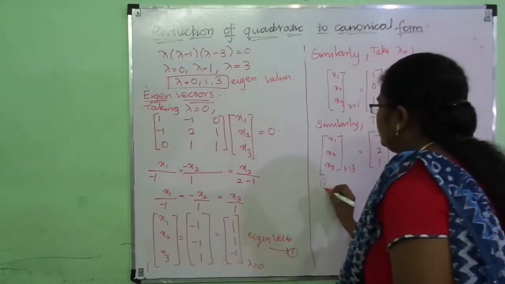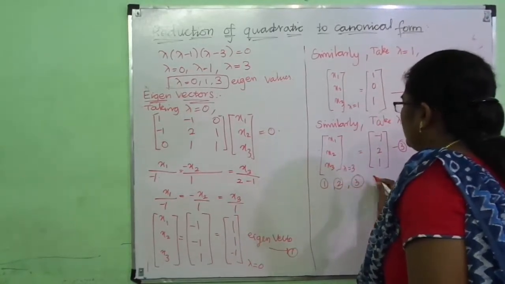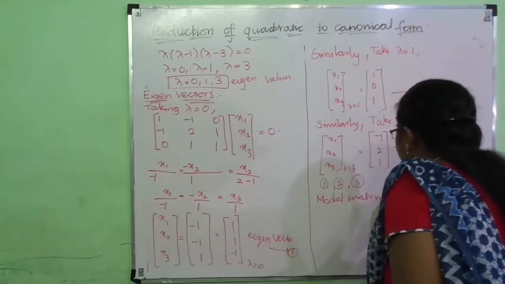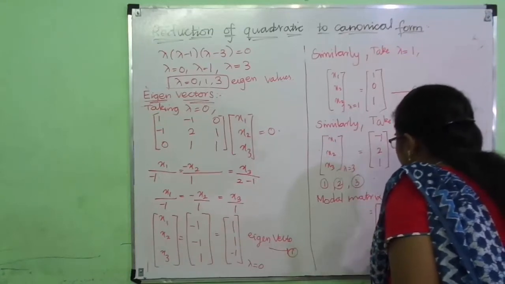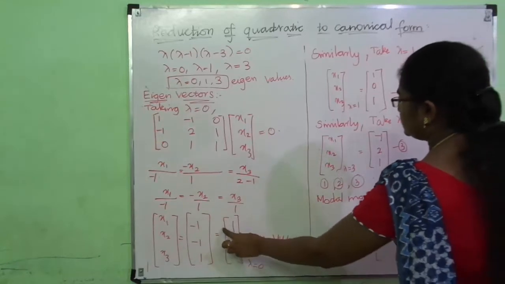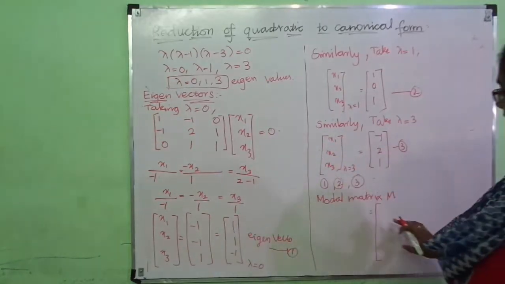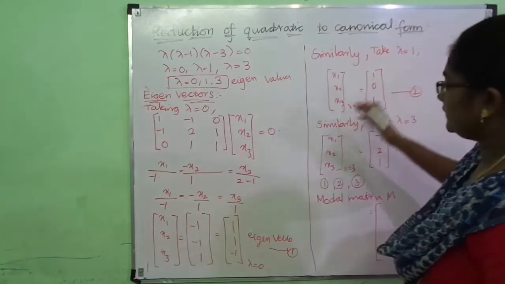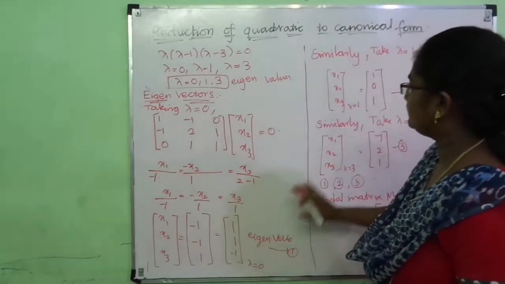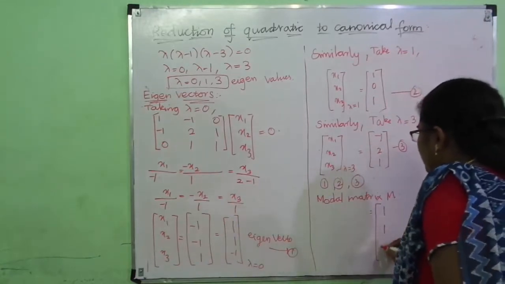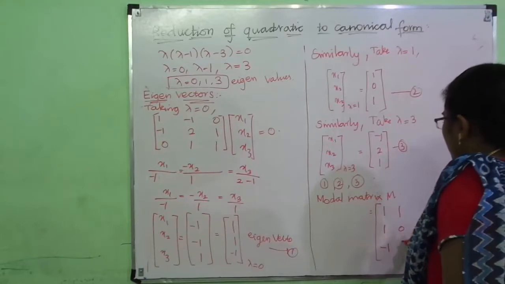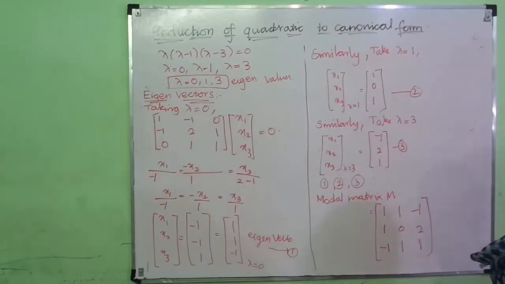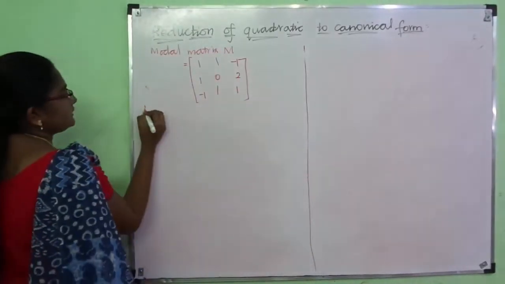Combine equations 1, 2 and 3 and form the model matrix M. Write the 3 eigenvectors as column vectors and you will get the model matrix M. You can write the first one or that one in any order, but you must write only in column vectors. 1, 1, minus 1; 1, 0, 1; minus 1, 2, 1. This is your model matrix M. We are going to find the normalized matrix.